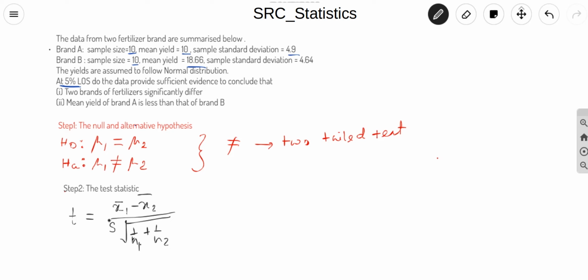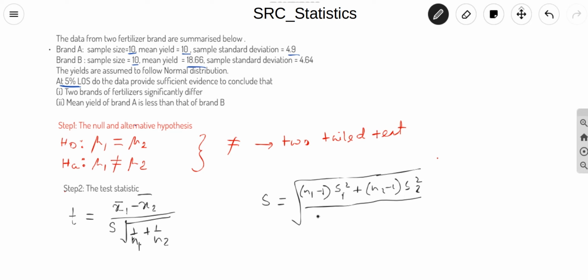Now, where is s? We have to find the value of s. This s is the pooled standard deviation. We are given two standard deviations and from these two we find the pooled standard deviation. So the formula for s is the square root of (n1 minus 1) s1 square plus (n2 minus 1) s2 square, divided by n1 plus n2 minus 2.